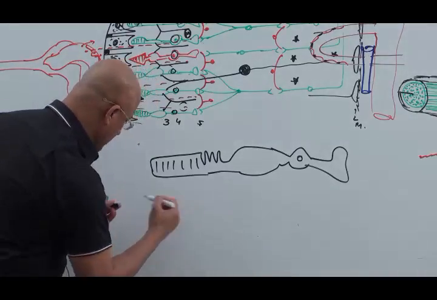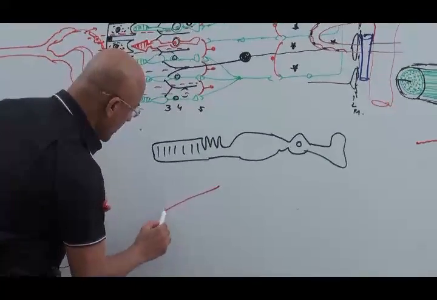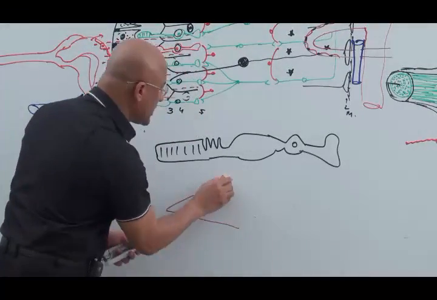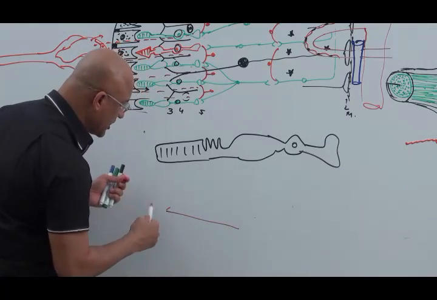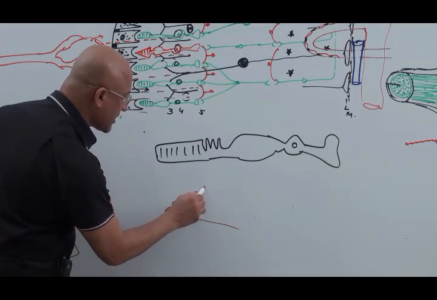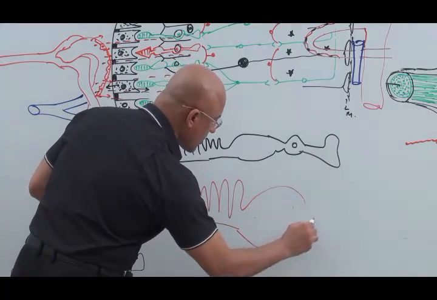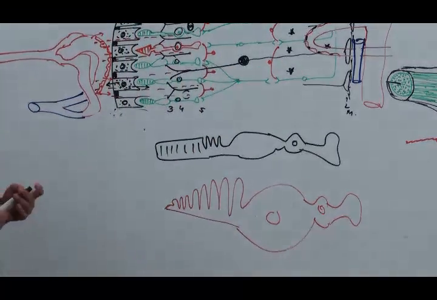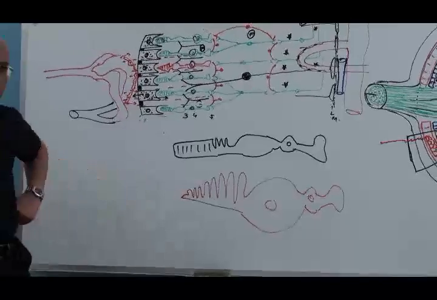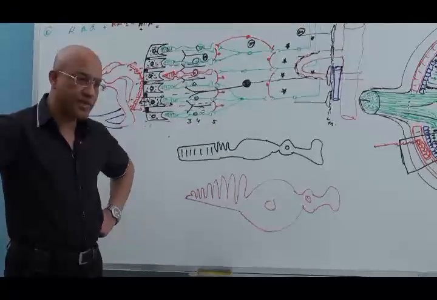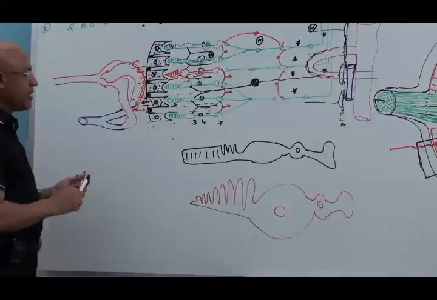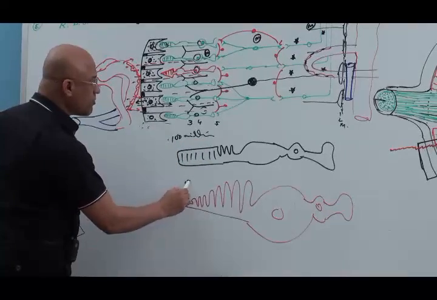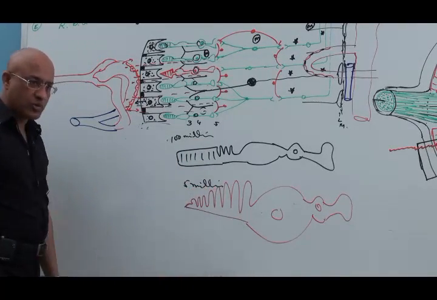Now, here is a structure which is cone. Now, in the cone, actually, the discs don't detach from the membrane. In the cone, discs don't detach from the membrane, so they remain like this. Am I clear? Now, what are the differences between rod and cone? There are so many differences. Let's talk one by one. Number one, rods are more abundant. There are about 100 million rods and there are about 5 to 7 million cones.